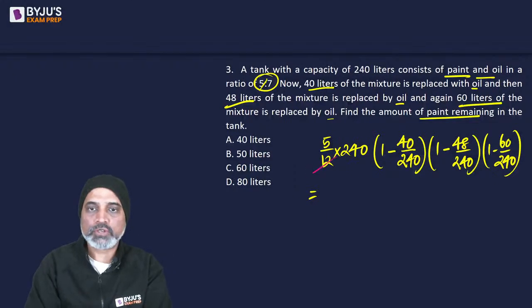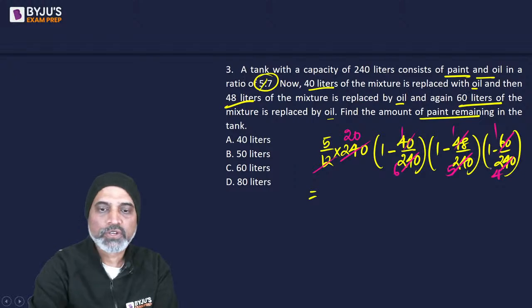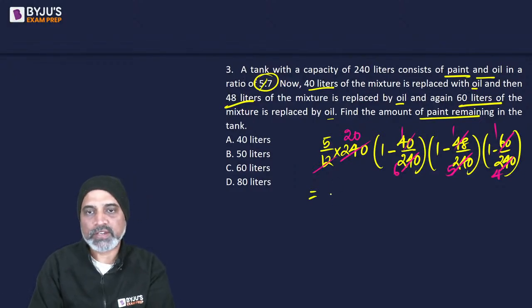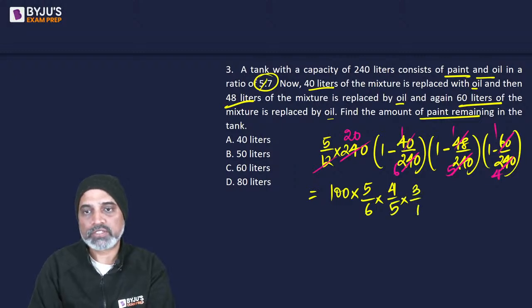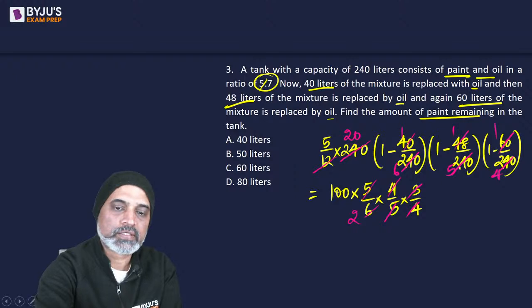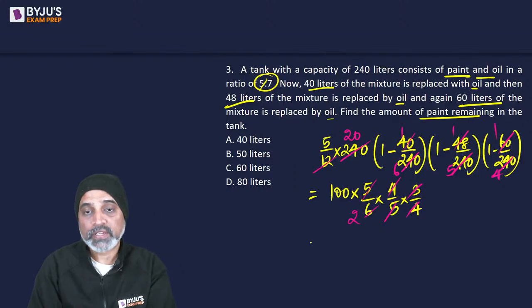So this is going to be 12 into 20. And 40 upon 240 is 1/6, 48 upon 240 is 1/5, and 60 upon 240 is 1/4. So this will result in 5 into 20, which is 100, into 1 minus 1/6, which is 5/6, 1 minus 1/5 is 4/5, 1 minus 1/4 is 3/4. So we can see that 5 and 4 both cancel out. 3 and 6, 6 is twice of 3. So this becomes 100/2, which is 50 liters.